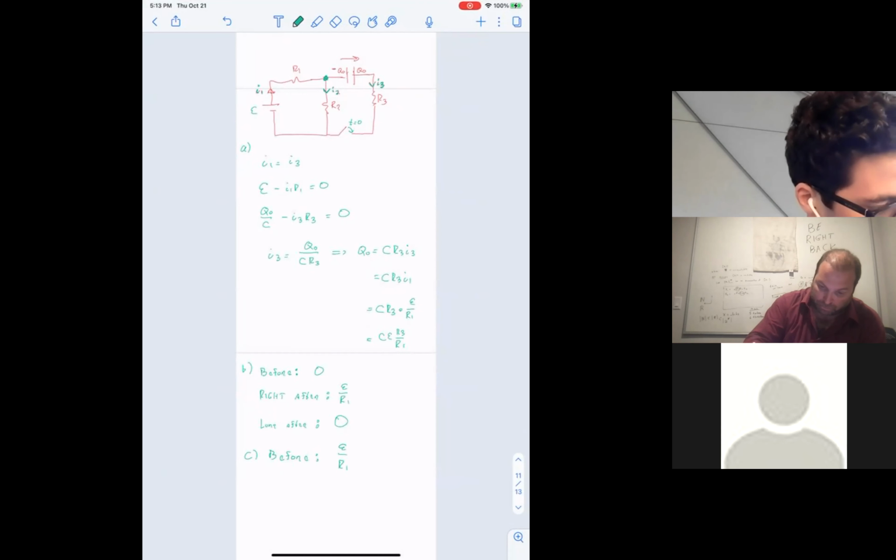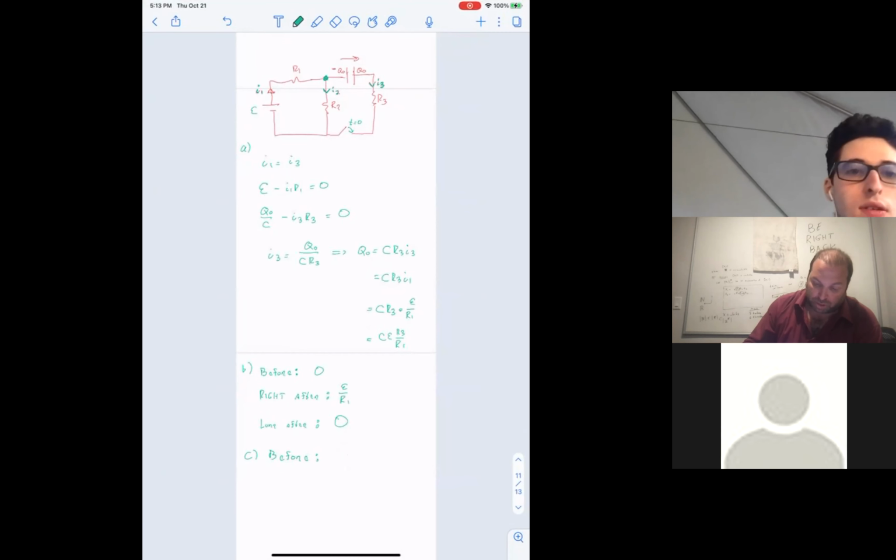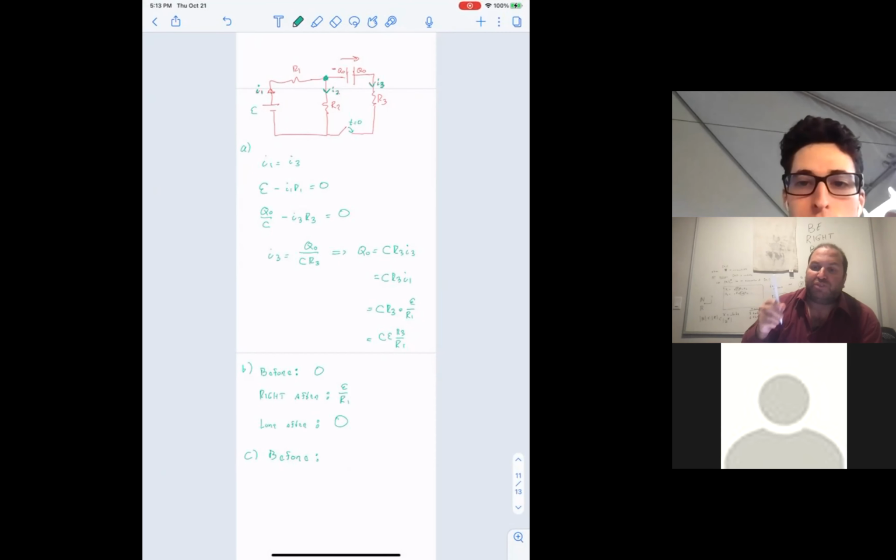Actually, no, we don't. Why not? Because before the switch is closed, if you look at that circuit, there's current I2. Yeah, but that's the same. It's not 0. Yeah, but it's in series. Yeah, but the resistances add.